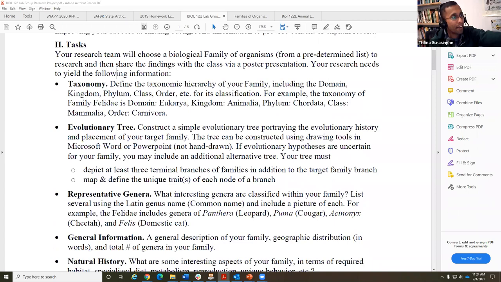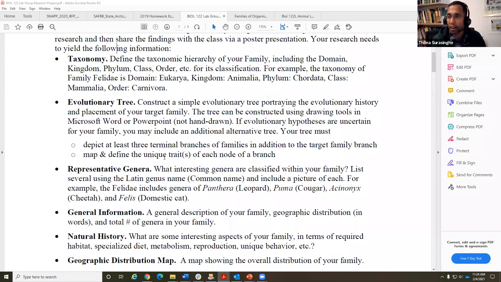Let's say, hey, Kayla, you take up taxonomy. And then Jared, you are going to do evolutionary trees. Randolph, you are going to do representative genera. Like that, they did a division of labor, right? And in that way, they met less frequently. They mostly communicated in person and through email, right?